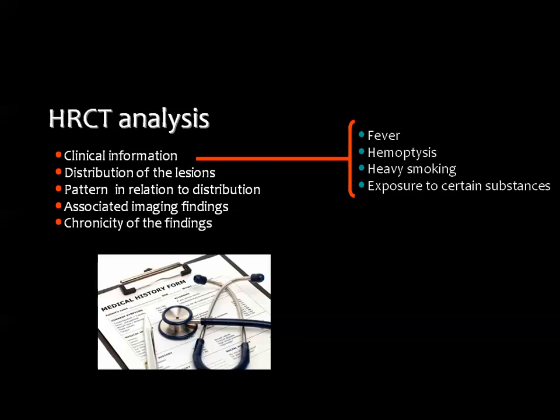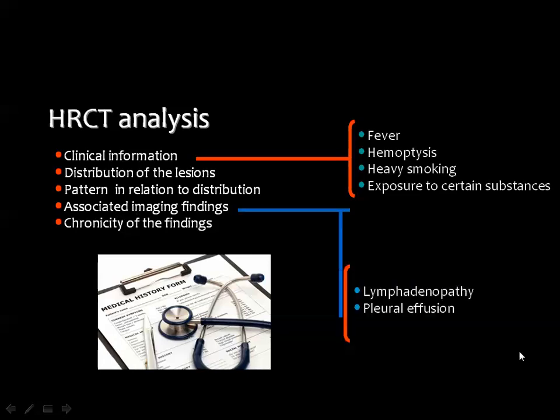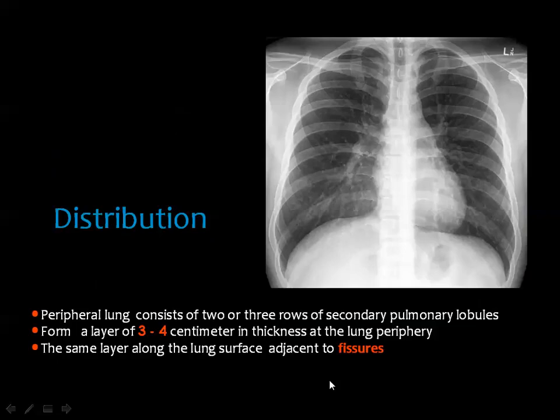Miliary pattern with lymphatic distribution or miliary pattern with random distribution. Then look for associated imaging findings like the presence of mediastinal lymphadenopathy. This is very important in certain diseases, and also the presence of pleural effusion. Then one of the important issues is to look for the chronicity of the disease.